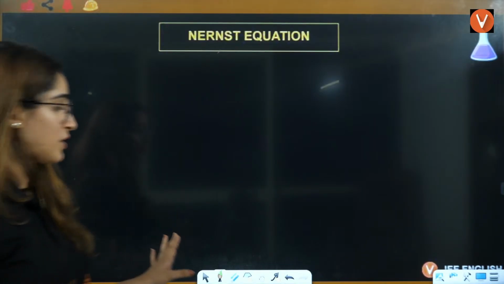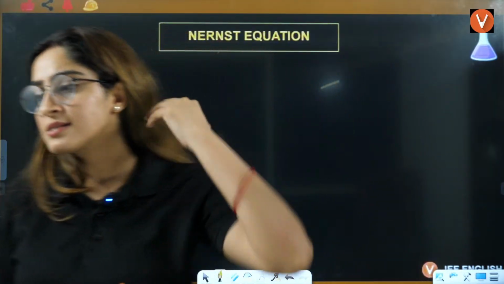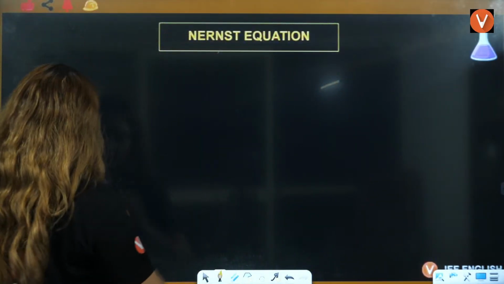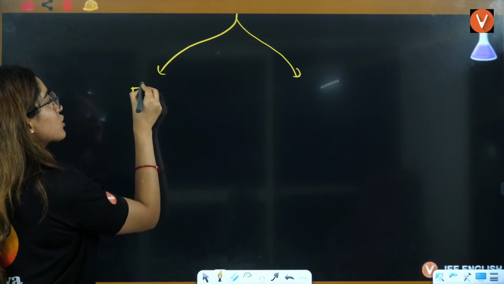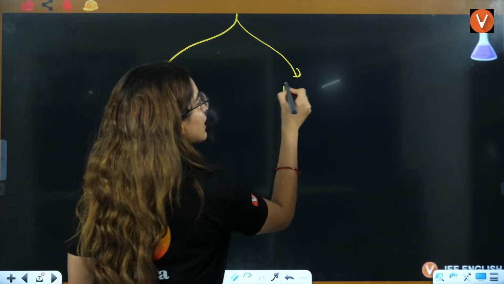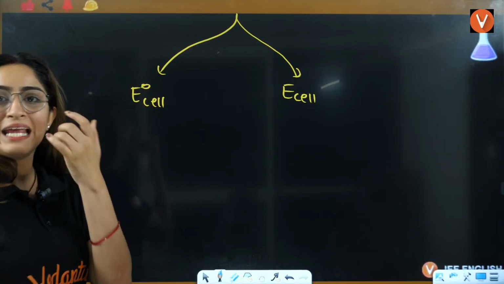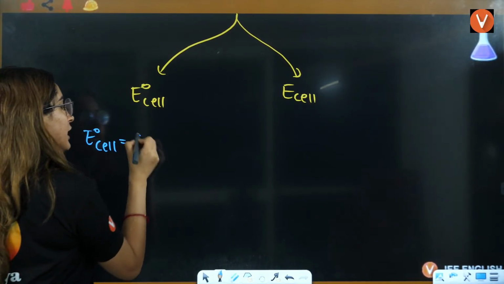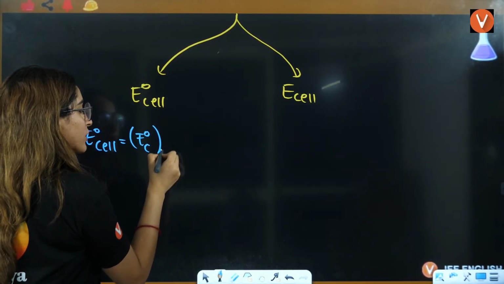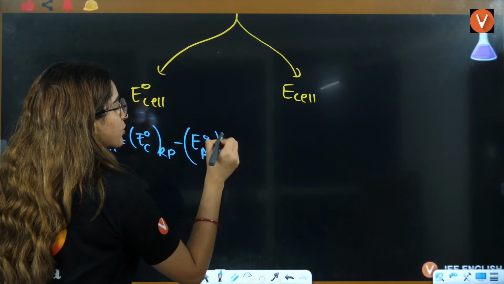Chalo, now let us start the session, guys. That is the Nernst equation, right? So to understand the Nernst equation, understand one thing: what we are going to calculate here. There are two things, right? One is E naught cell, the other is E cell. E naught cell is nothing but E naught cathode reduction potential minus E naught anode reduction potential.